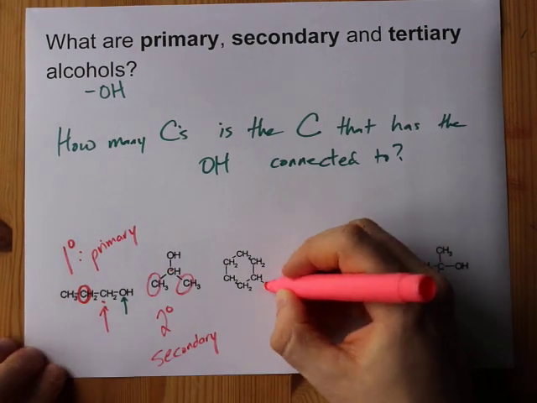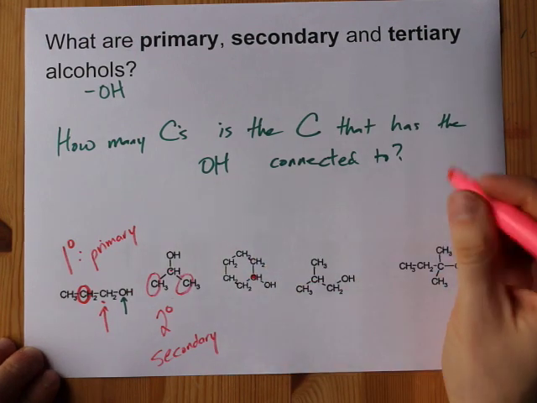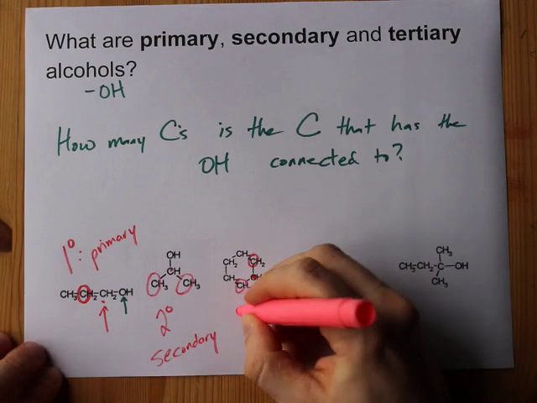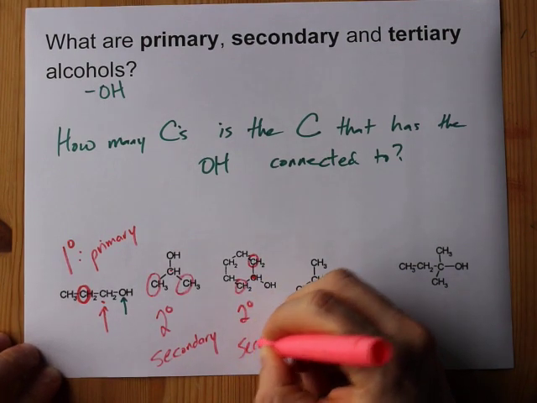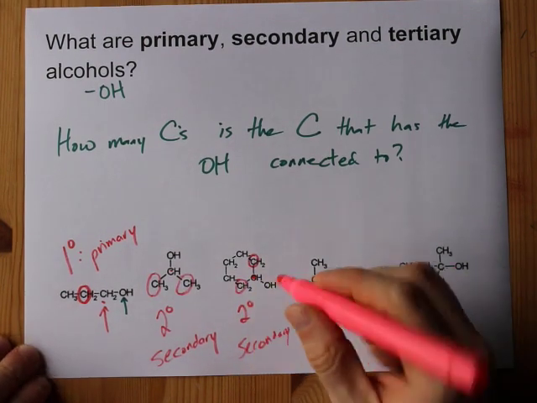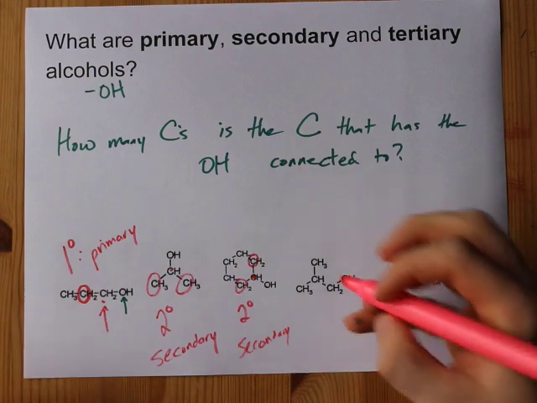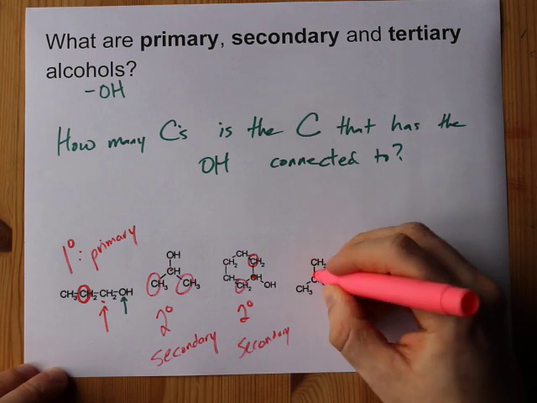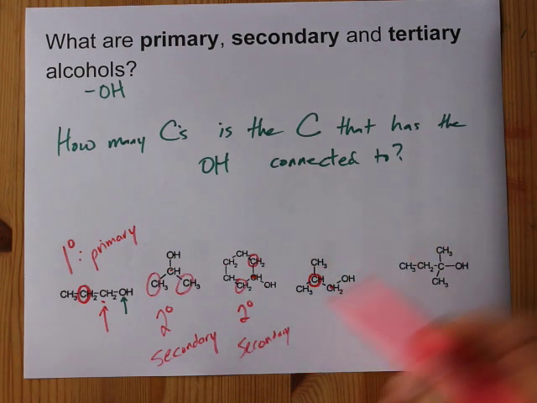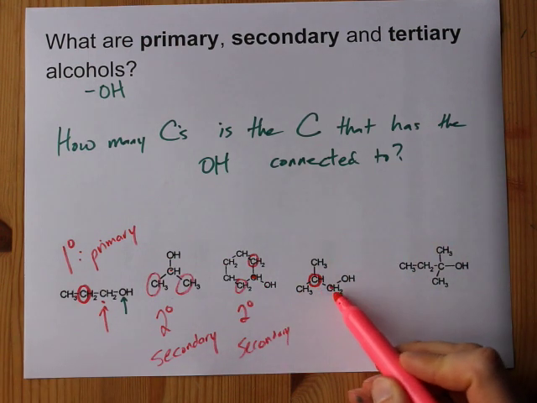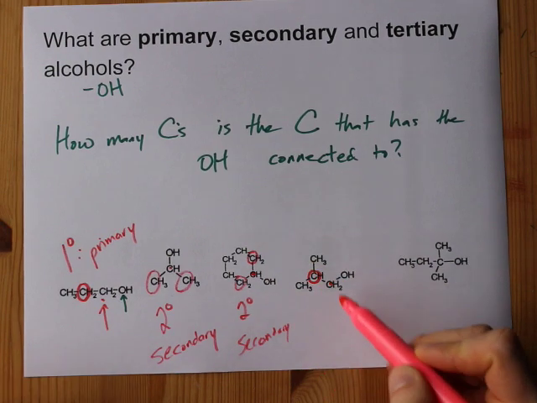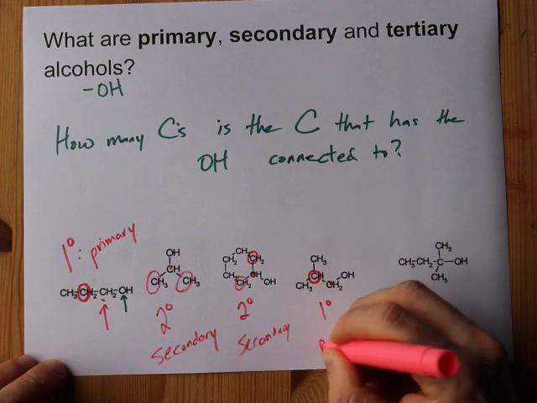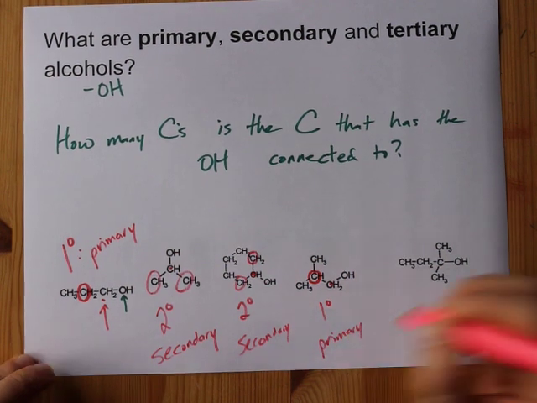Let's find this O, which is connected to this C. How many C's is it connected to? 1, 2, oh, it's another secondary alcohol. See how easy this is? I love it. This O is connected to that C, and that C is only connected to this one other carbon. That carbon is connected to that one, not that one. That one's connected there, not there. That carbon only leads to that one. That makes this primary. Love it.